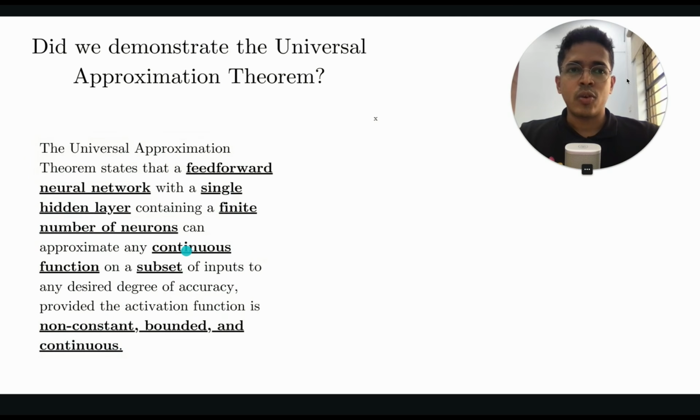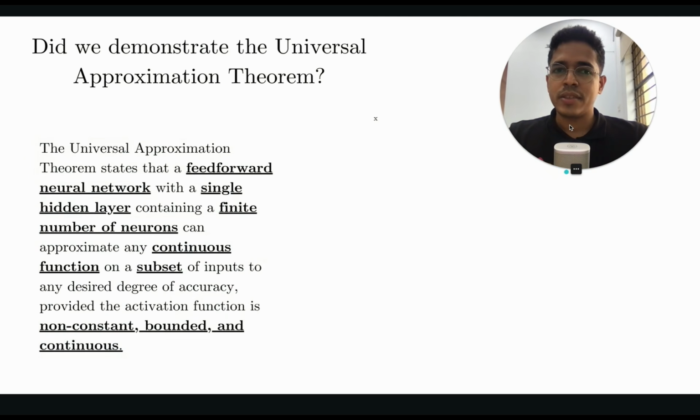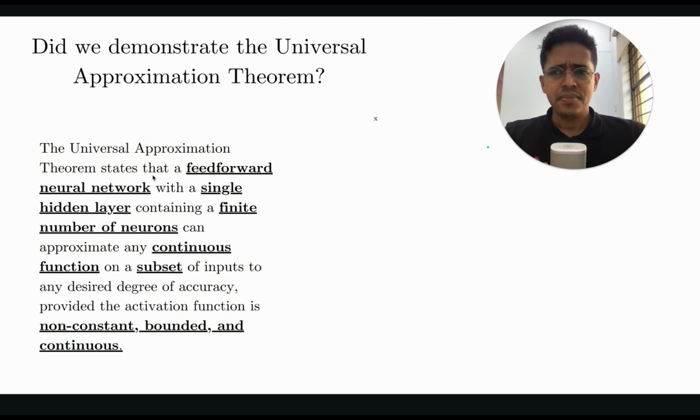So let us go back. Did we really demonstrate the universal approximation theorem here? The universal approximation theorem states that a feed-forward neural network with a single hidden layer containing finite number of neurons can approximate any continuous function on a subset of inputs to any desired degree of accuracy, provided the activation function is non-constant, bounded, and continuous. Did we satisfy these things?